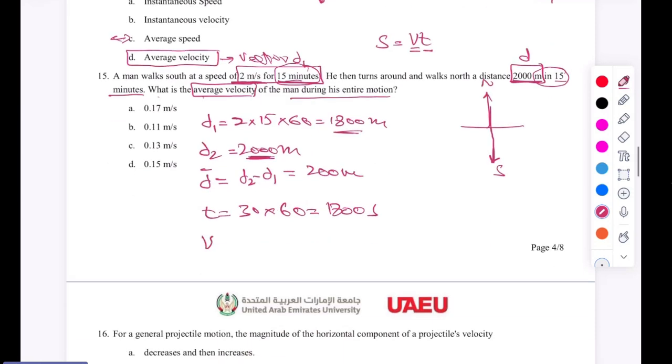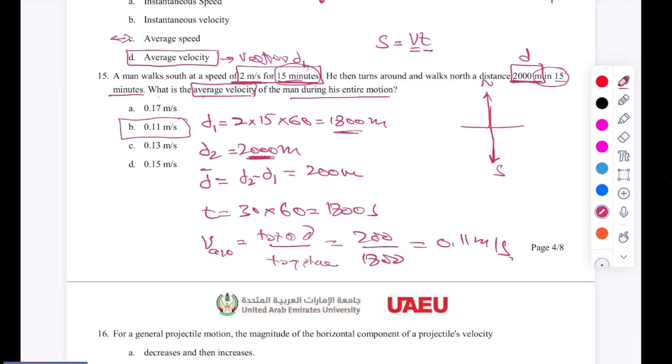So what is your average velocity? It is total displacement d divided by total time. So you will get 200 divided by 1800, which is 0.1 meter per second. So option B is correct.